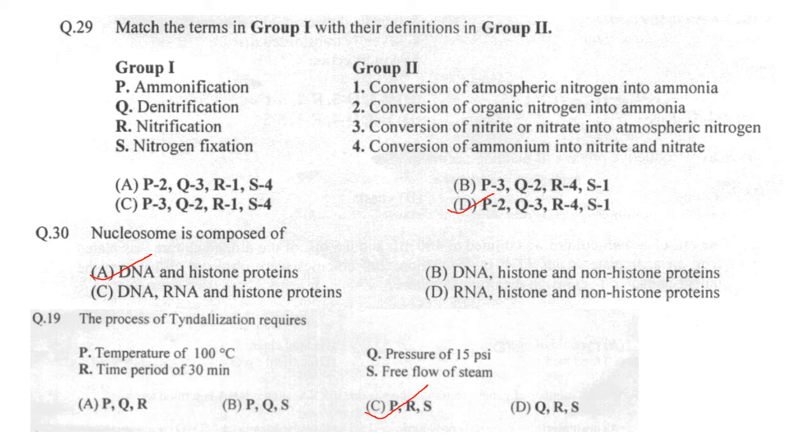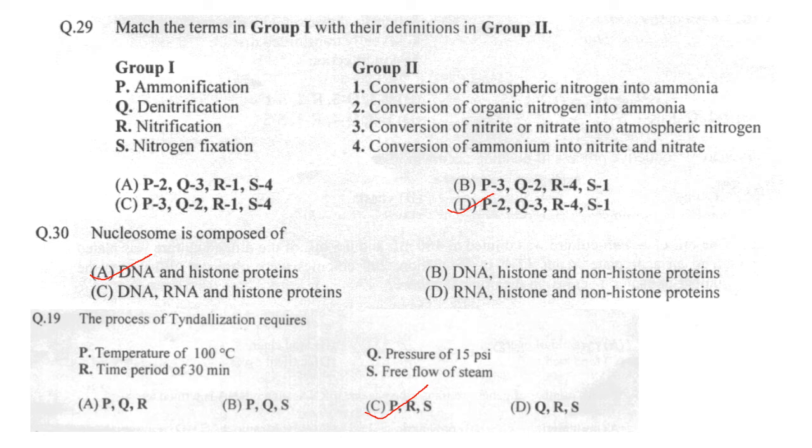Conversion of organic nitrogen into ammonia is ammonification. Okay, conversion of organic nitrogen into ammonia is ammonification. So P is 2, and you have A and D with P as 2. Okay, so C and B are wrong. We will not see them. We will compare A and D.